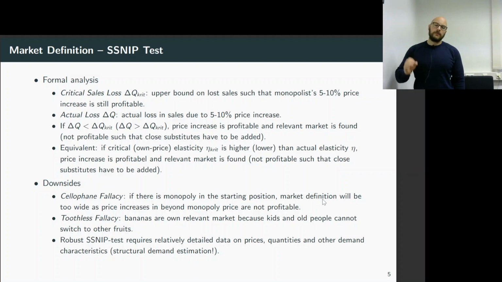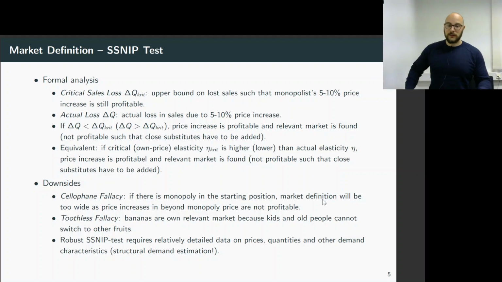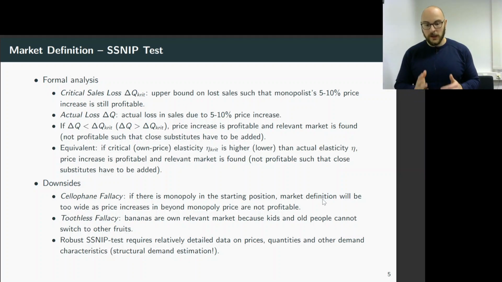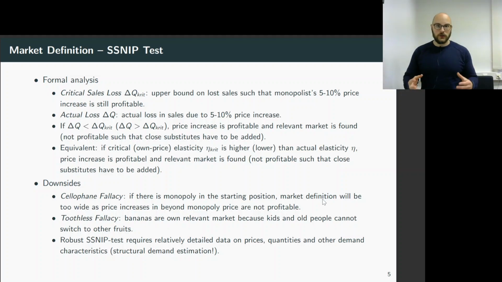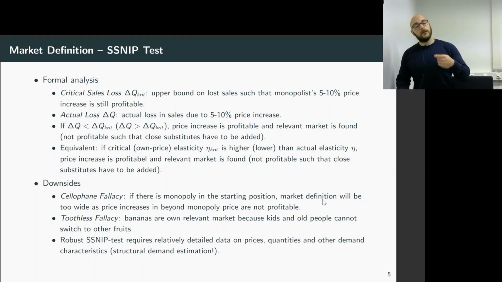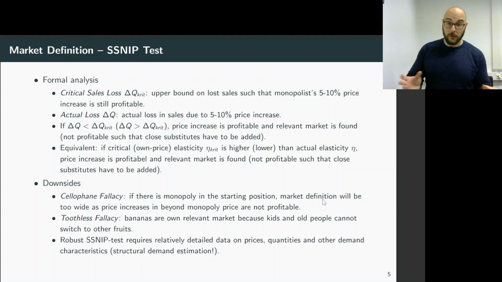How relevant is that? Well, in fact, it is. You can compute a SNIP test, and it's done in reality. However, it requires very detailed data on prices and quantities, and if you have it available, also other demand characteristics. Why is that? Well, I've told you in the last lecture that you can back out marginal costs and price elasticities from structural demand estimations, right? And for these structural demand estimations, you have to have prices and quantities, right?